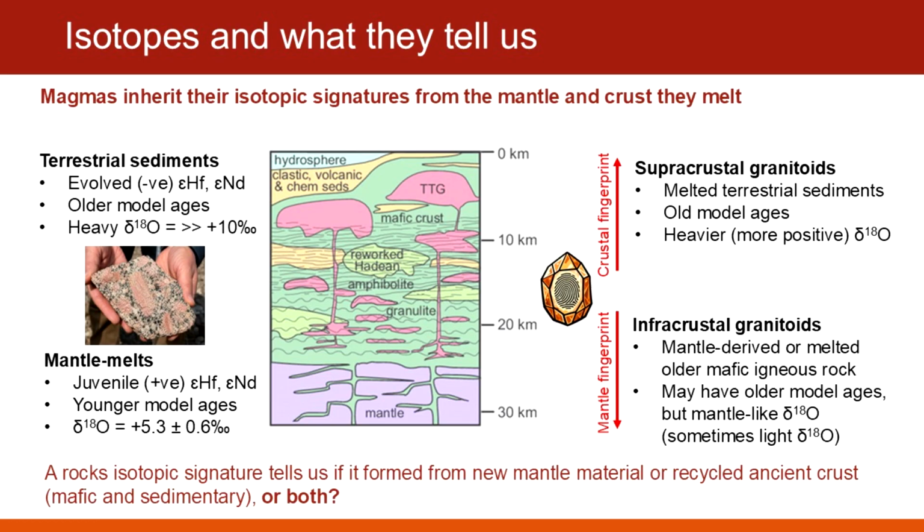And the difference is when we look at something that's come straight from the mantle or been derived from a mantle-derived melt, we typically have more juvenile signatures, which have more positive epsilon hafnium and epsilon neodymium values, younger depleted mantle model ages, younger crustal residence ages, and oxygen values that should be within this range if it's come from the mantle and hasn't interacted with anything else.